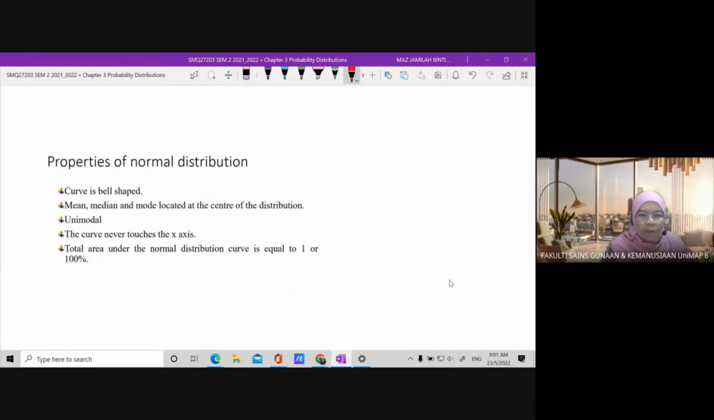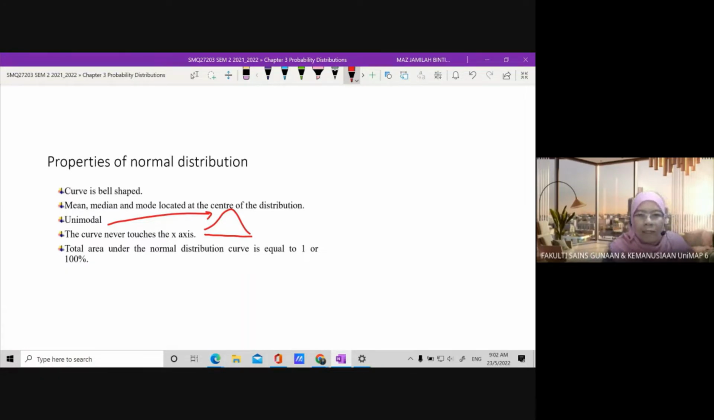So what are the properties of the normal distribution then? The curve is bell-shaped. The mean and median are located at the center of the distribution. It is unimodal. Unimodal means that you have only one peak. The curve never touches the x-axis. So if you look at the normal distribution, the curve will never touch the x-axis, which means that it will be above the x-axis.